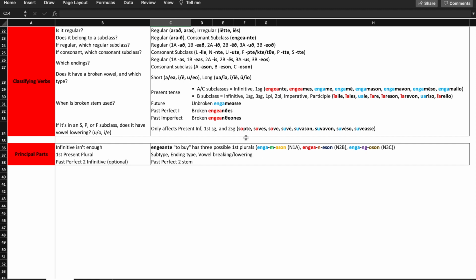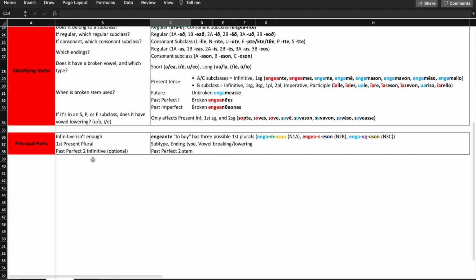It's entirely possible to have a verb that has an O in the infinitive and an O that persists all the way through the rest of the conjugational forms. So we do need the first person plural. We also need the second past perfect infinitive. It doesn't have to be provided for every verb because simply some verbs don't have a second past perfect.